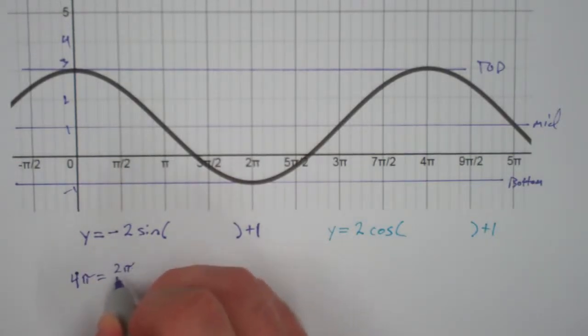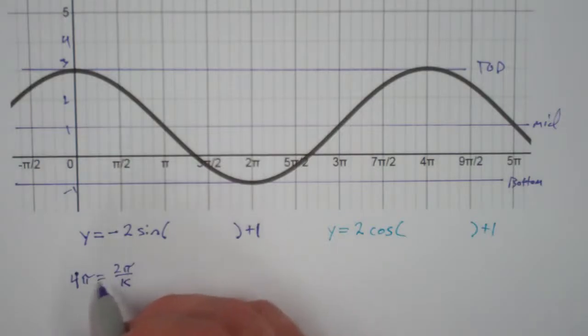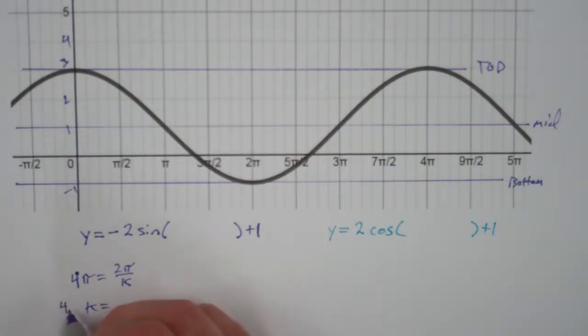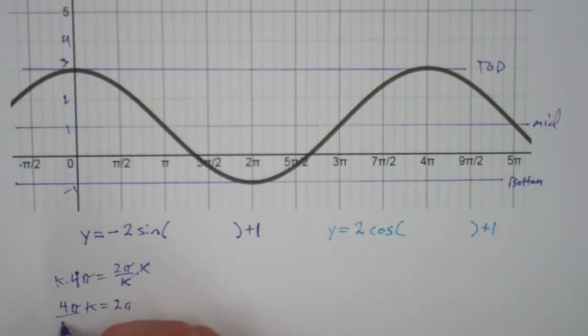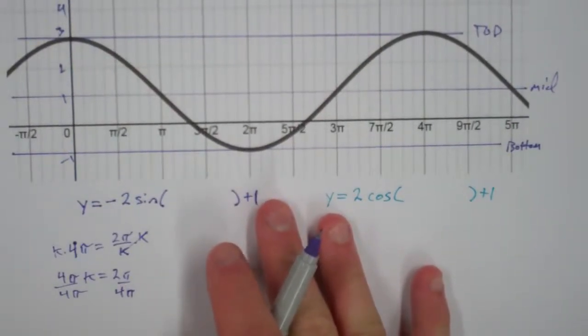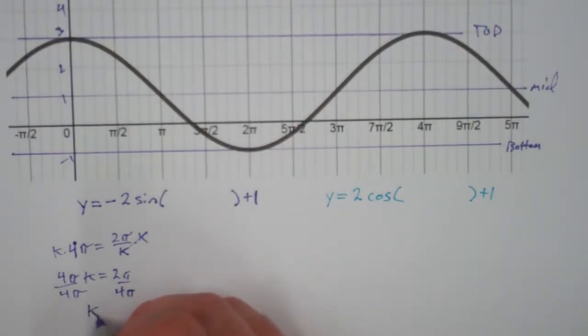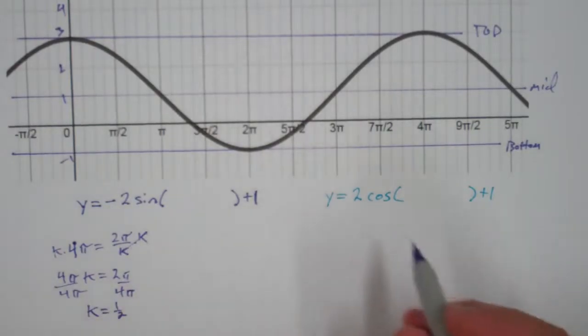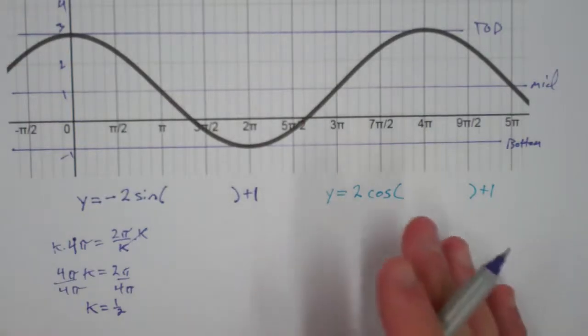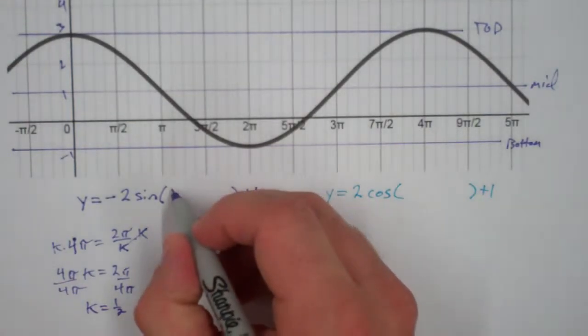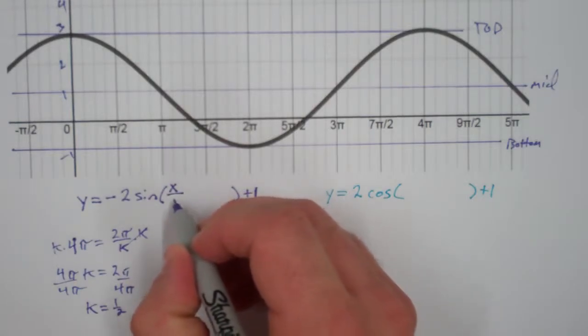That's equal to 2 pi over k. And we could multiply by k on each side. So we'll have 4 pi times k is equal to 2 pi. So multiply by k. I'll show that for you there. And then we could divide by 4 pi. Move that up just a skosh again for you. And so we get k to be 1/2. And that'll be the same here for this one too, actually. So the only thing that's different is the phase shift. So you could write your x or your theta over 2.